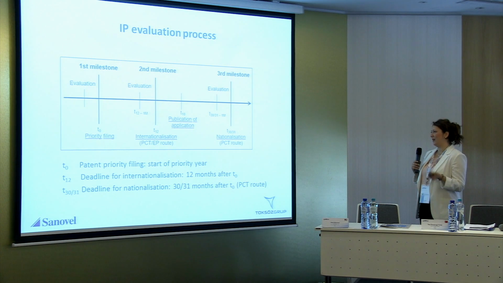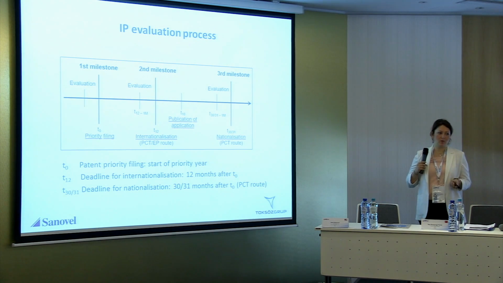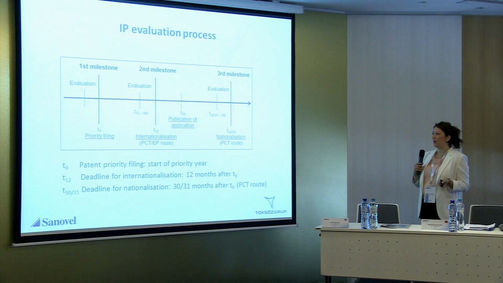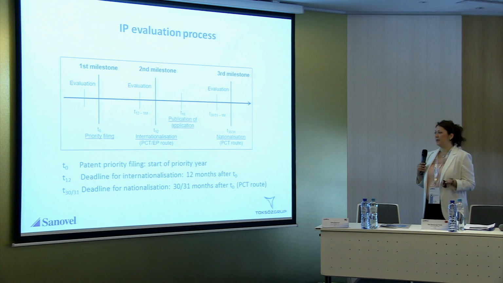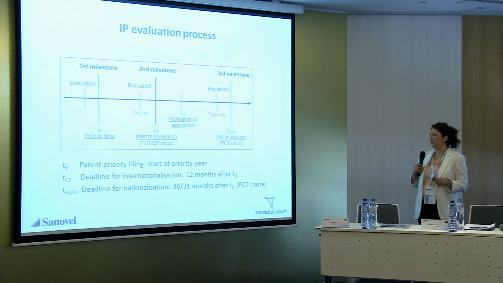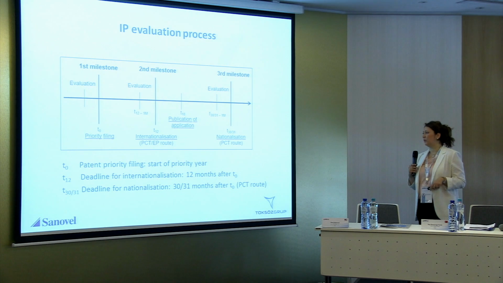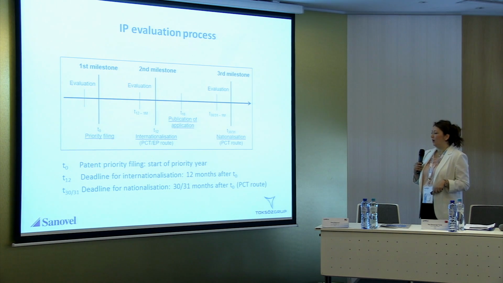As you are all aware, there are 3 milestones for the prosecution of a patent application. The first milestone is prior to filing. It's the start of the priority year, and after the evaluation, there is a second milestone. It's the internationalization part. It could be a PCT or directly the EP route. And the third milestone, after the PCT route, you have 30 to 31 months for the nationalization.